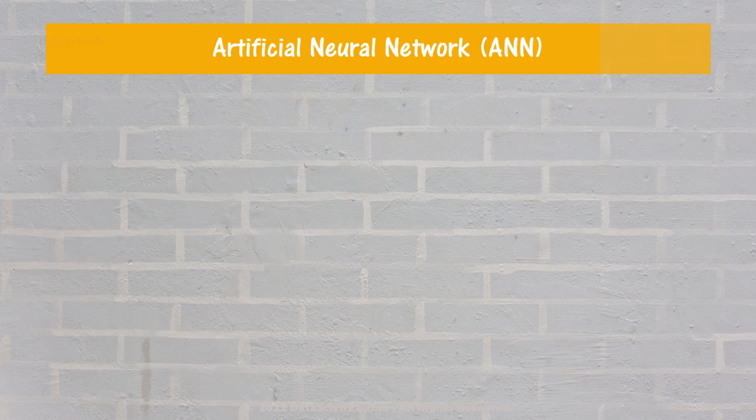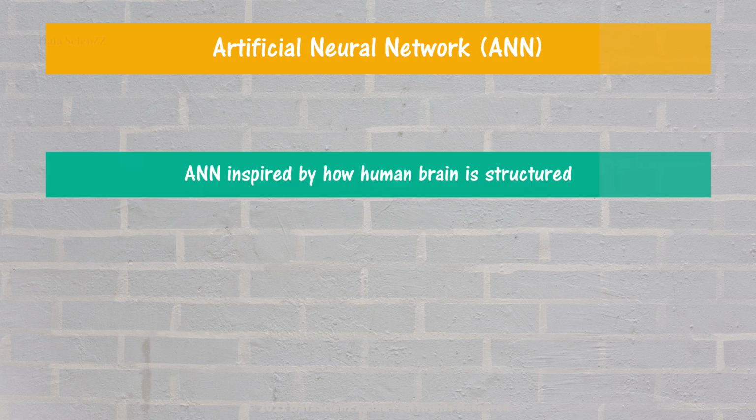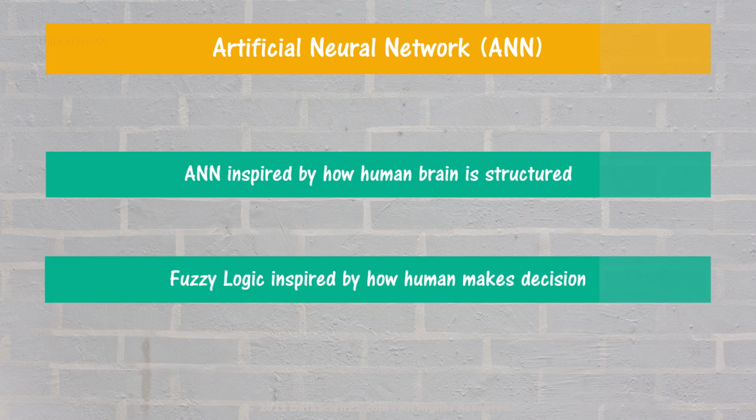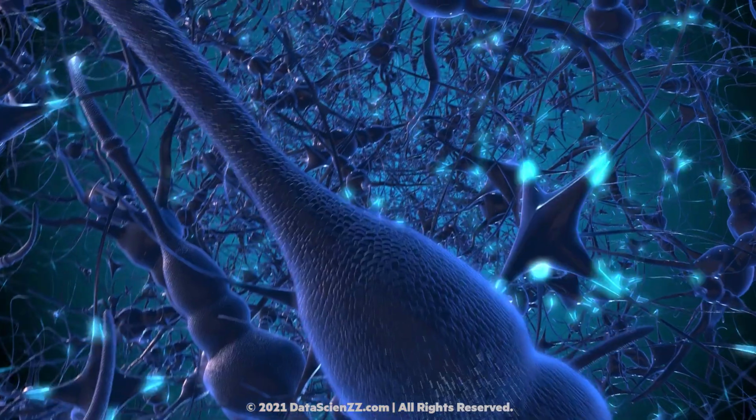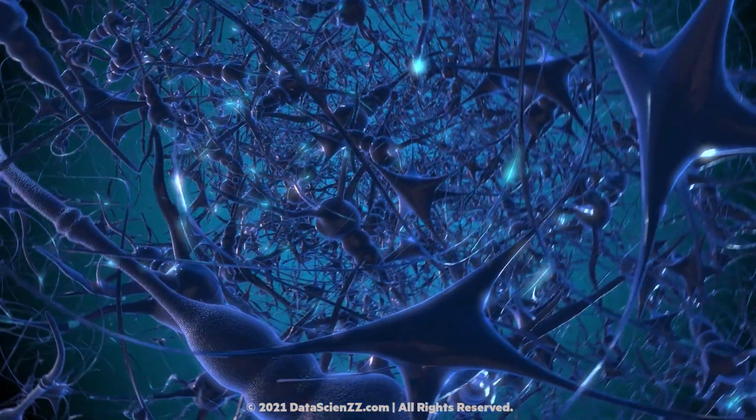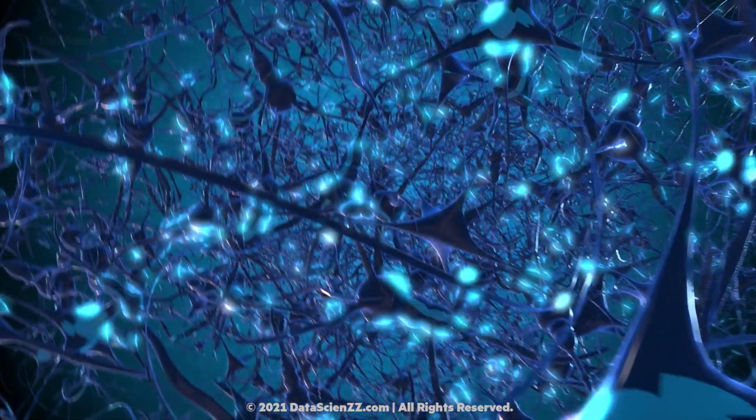Artificial neural network is another important element within artificial intelligence. Artificial neural network is inspired by human brain structure. The difference between fuzzy logic and artificial neural network is that fuzzy logic mimics how human beings make a decision, while artificial neural network is based on how the human brain is structured. Well, the human brain is made of several billion interconnected neurons.